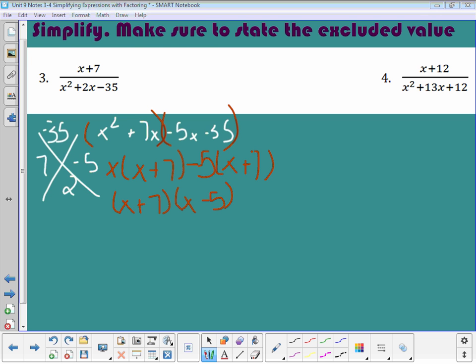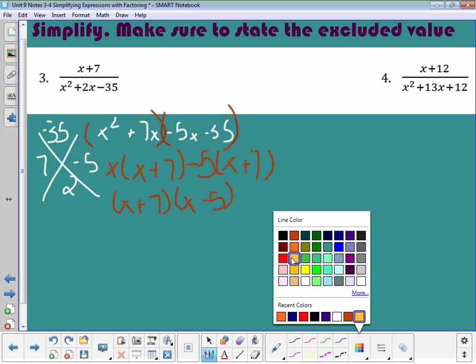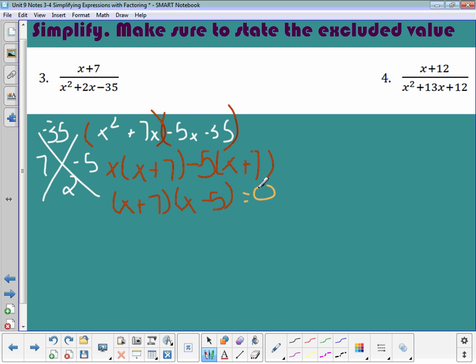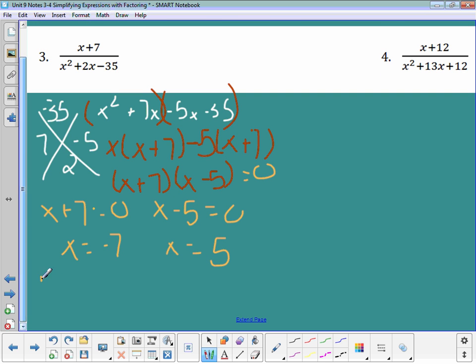Okay, now that you have that factored, we still want to start by finding our excluded values. So we're going to set both of those equal to 0. I have x plus 7 is equal to 0, and then I have x minus 5 is equal to 0. Here, subtract 7 from both sides, and you get negative 7. Here, add 5 to both sides, and you get 5. So our excluded values are that x cannot be negative 7 or positive 5.